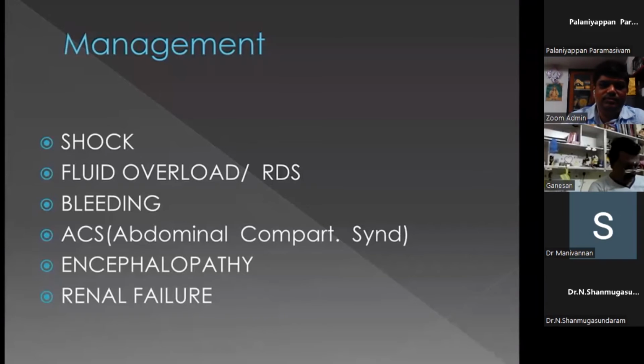Then regarding abdominal compartment syndrome, it again needs intervention in a higher center. Encephalopathy, obviously supportive measures. Then renal failure, renal replacement therapy can be given.